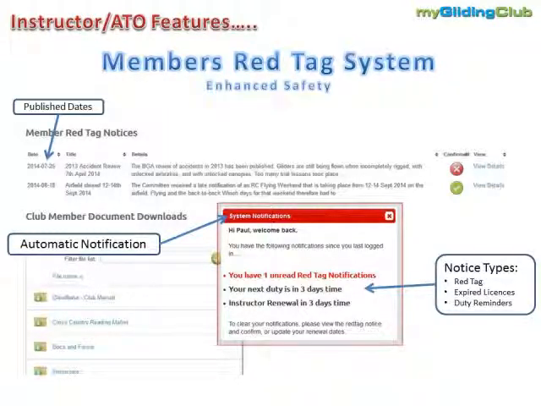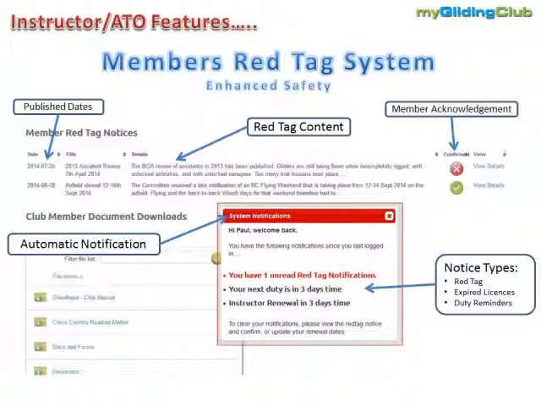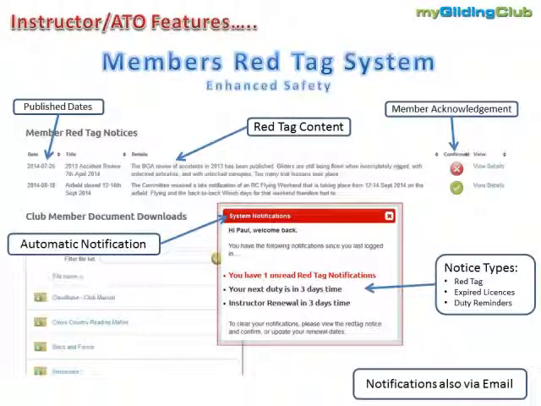The red tag can be published between certain dates and will only be active during those dates. And the content is a normal word processor type content, so you can copy and paste from Word and articles and what have you. This is where the member acknowledges that he's read the red tag. Over here you can see there's a red one and there's a green one. The green one means that I have acknowledged that. The red one means I have not acknowledged it yet. And these notifications are also sent via email.